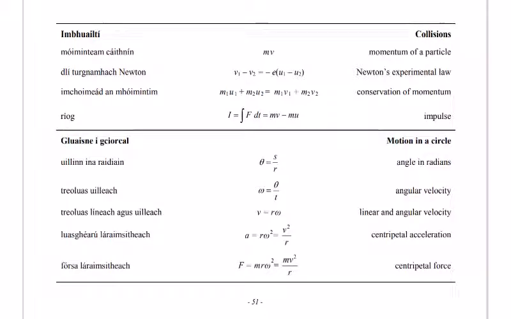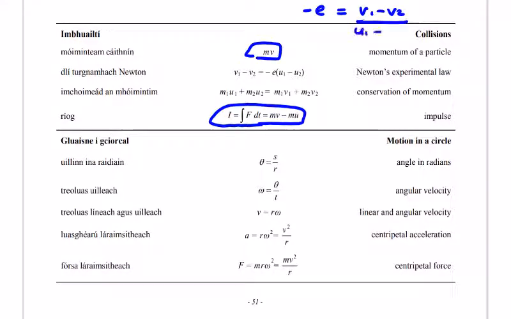In exercise 7b, we're mainly using these equations. The momentum of a particle, which we're going to use for impulse, the change in momentum. Newton's experimental law, we're going to just isolate the minus e and focus on v1 minus v2 on one side over u1 minus u2. And then we're going to use the conservation of momentum formula as well. So let's apply these to a couple of questions.